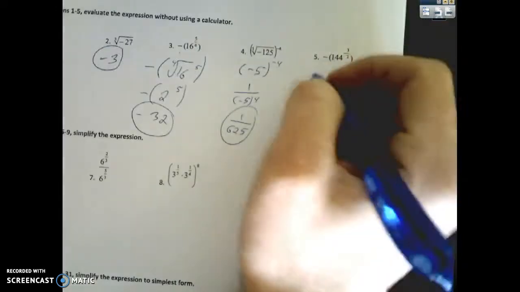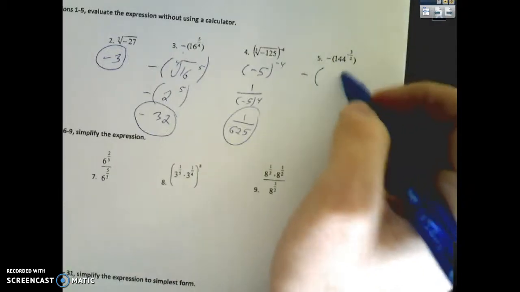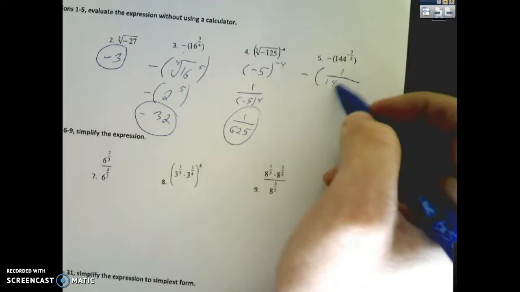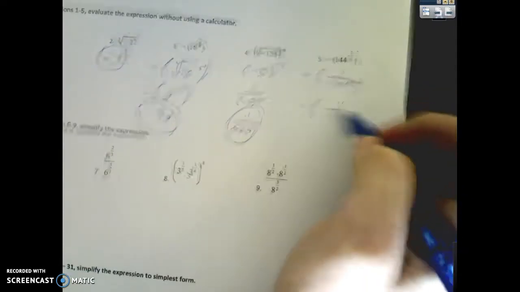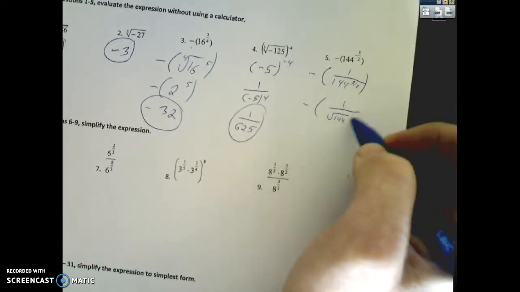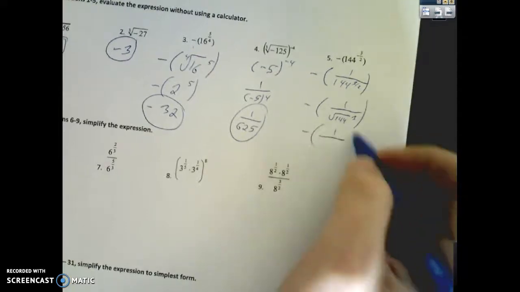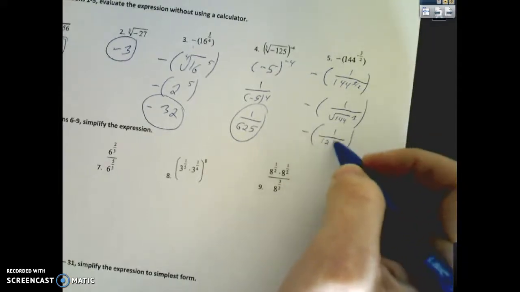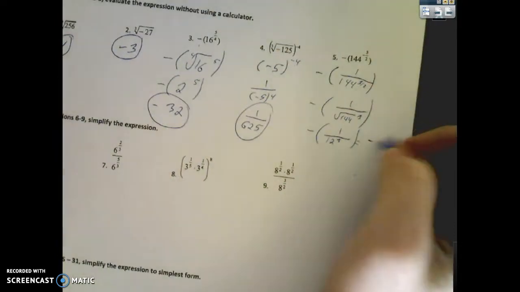Okay, next one. Negative chills out front, worry about the inside. Negative exponent, I'm flipping this. 1 over 144 raised to the 3/2 power. This can be rewritten as 1 over the square root of 144, cubed. The square root of 144 is 12. 12 to the 3rd power. This is one that you might want to have in your chart, just in case. 1,728.